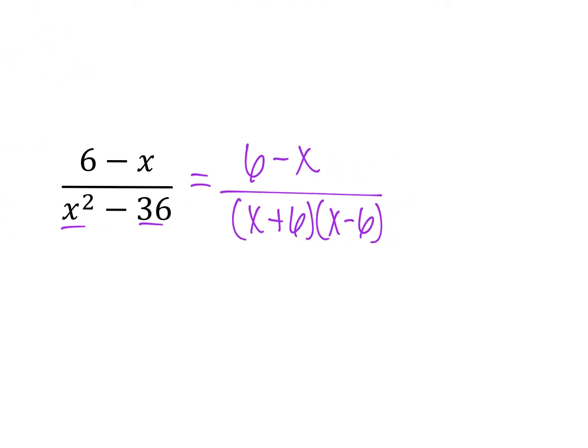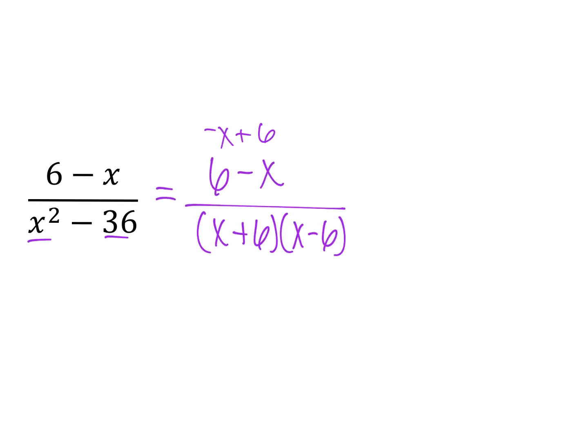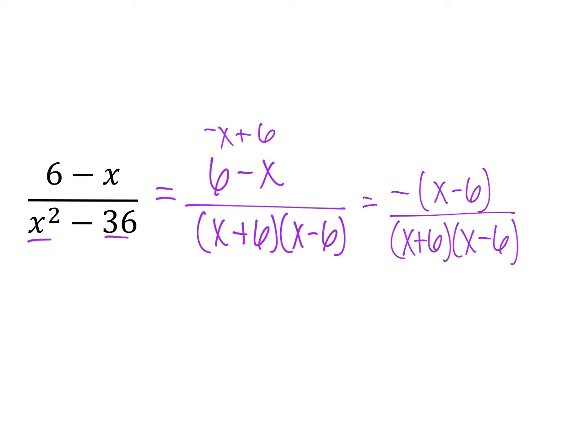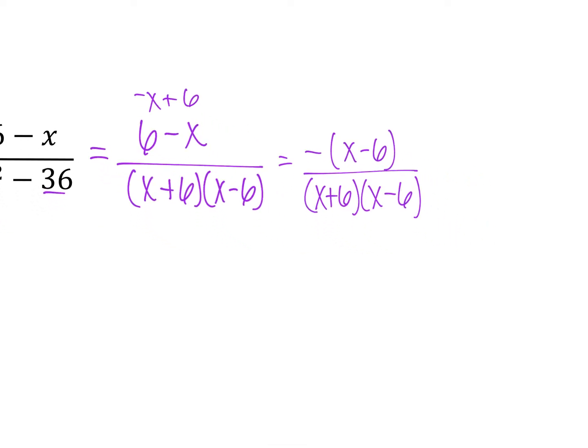Now notice the top here is very similar. So if I rewrite this, that's the same thing as negative x plus 6. But I don't have a negative x plus 6. So what I could do on the top is I could take a negative out, which would leave me with x minus 6. That means the same thing. So if they look very similar, you need to check and see if you can get it in the same form so that way you can cancel it out. So notice now I'm able to cancel these, which would leave me with a negative 1 on top and then an x plus 6 in the bottom.